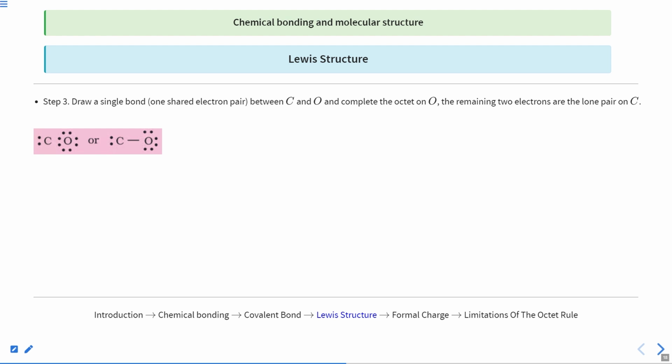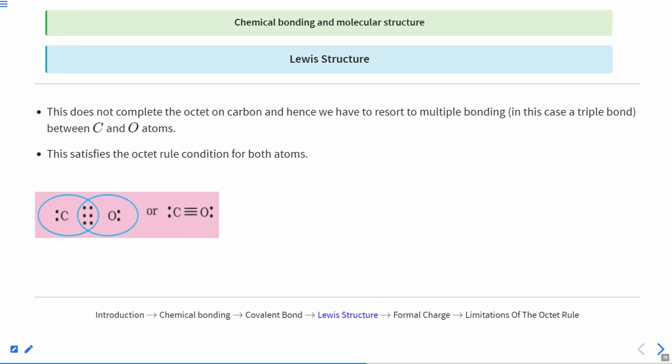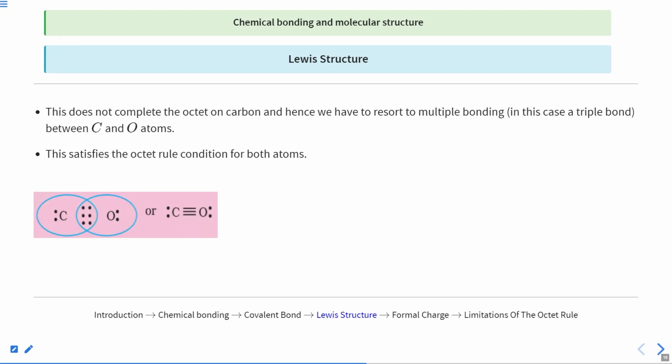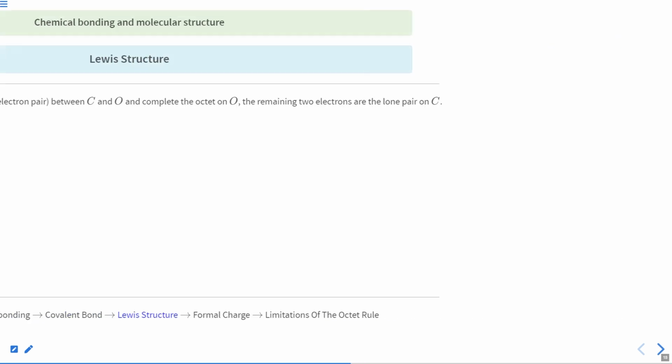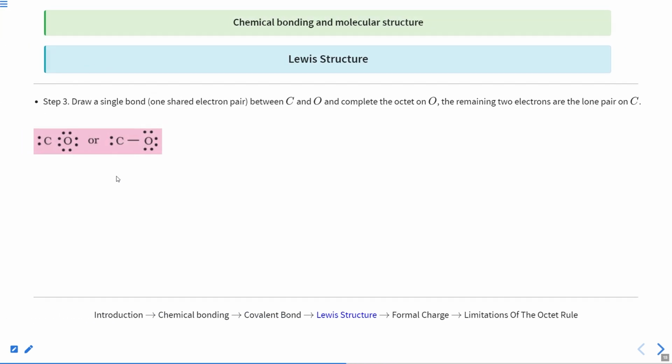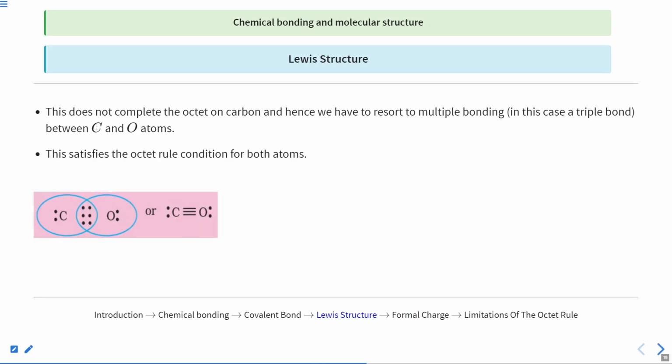Clear? Draw a single bond between C and O, and complete the octet of oxygen. The remaining 2 electrons are the lone pair of carbon. So this does not satisfy the octet rule. You can see it very clearly, it is not satisfying the octet rule. So what will it do now?